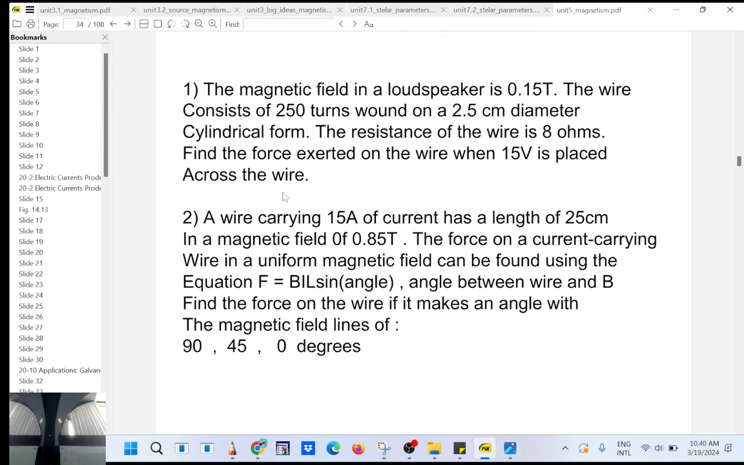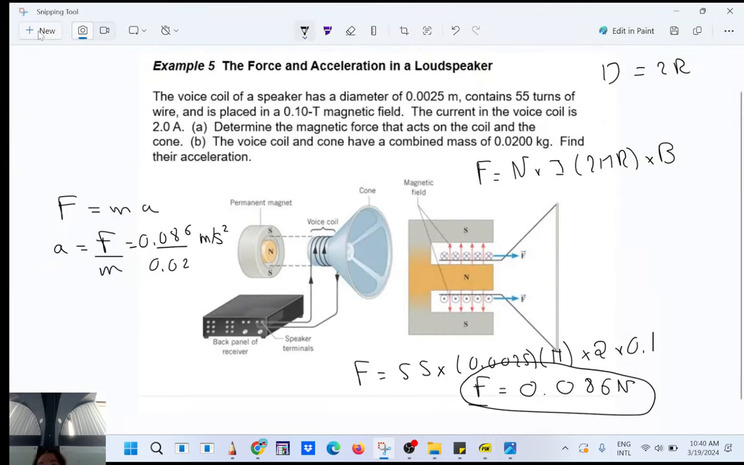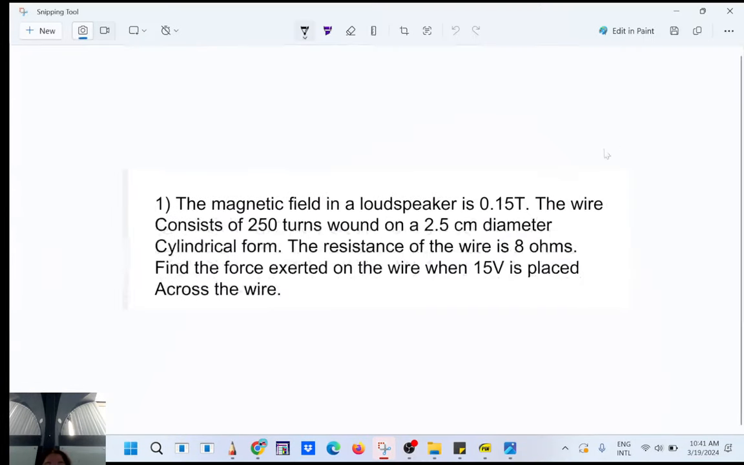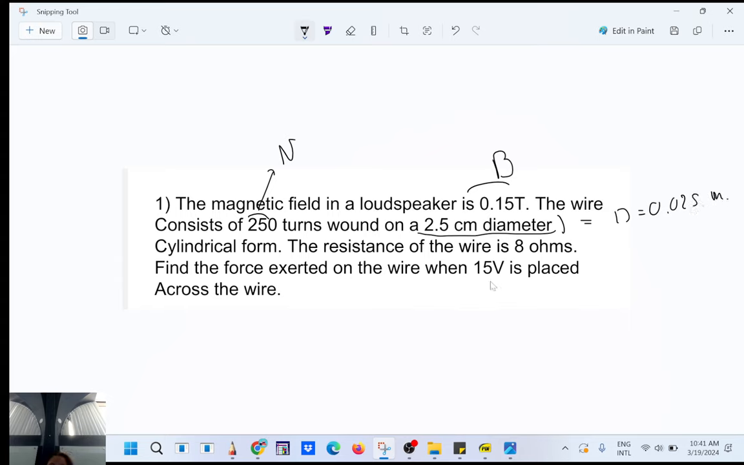Let's do number one quickly. So you have the magnetic field. Let's just write the equation, even if we don't write the answer. So diameter is 0.025123, and the power supply is 15 volts. So I guess for an audio system it is about 15 volts. You can look in the back of your audio system, and that will be the resistance. So the force will be the current times the number of loops times 2 pi r times the magnetic field. How can we find the current?